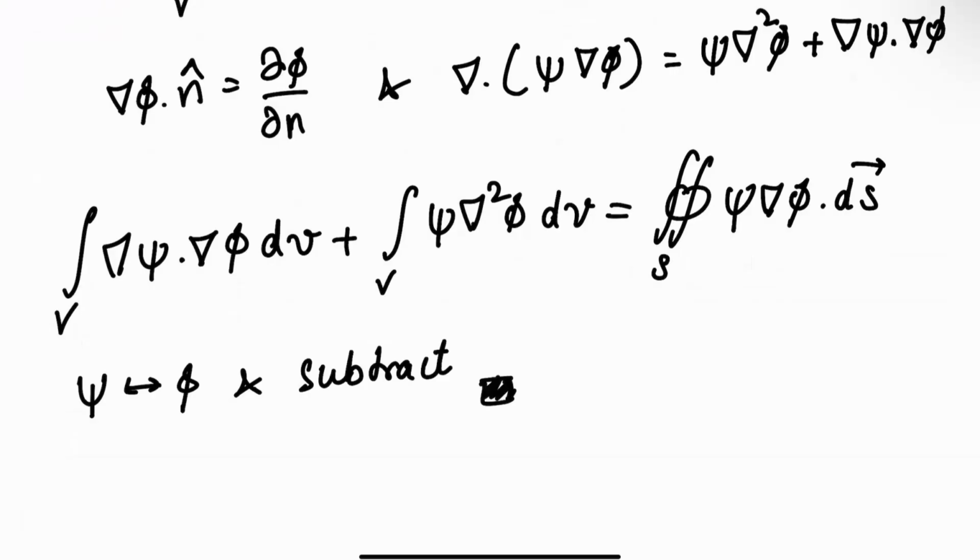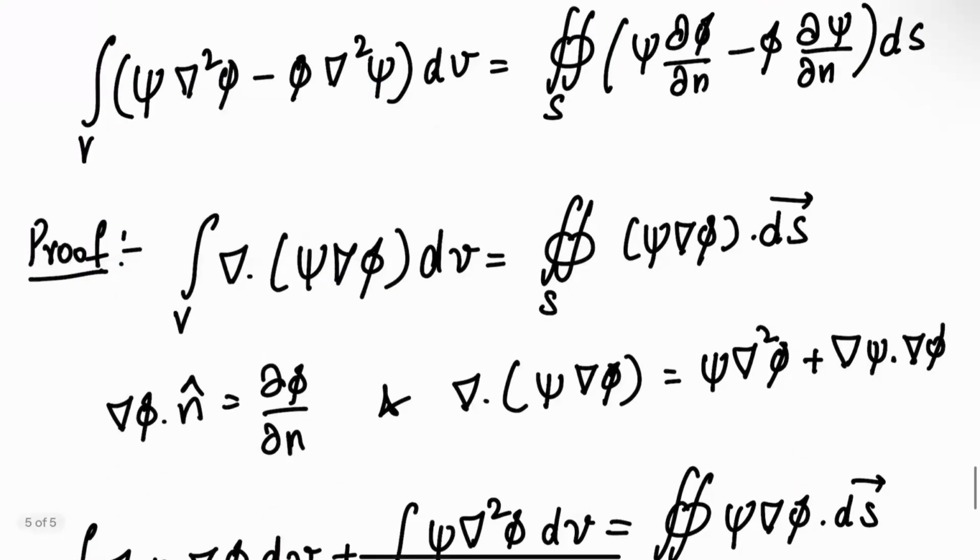So what does that mean? If I replace psi with phi, then this term remains the same. This term becomes phi Laplacian psi, and this term becomes phi gradient psi. And then I subtract those two equations, then this term goes away, and you get exactly this relationship. Okay?